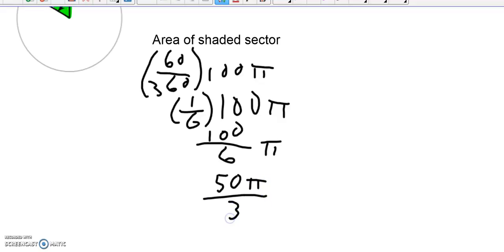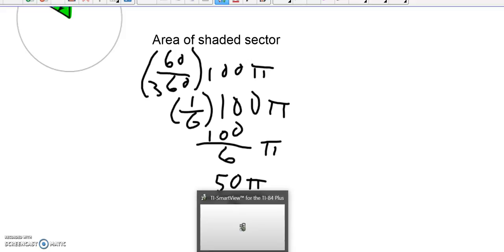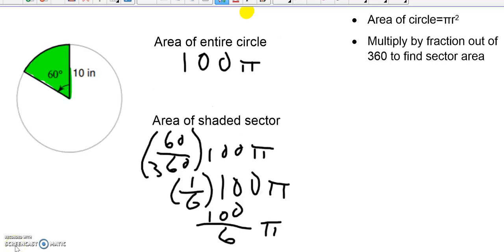And at this point, 50 is not a multiple of 3, so you're not simplifying this any farther. But what you could do is put it into a decimal form. Okay, and if I want to put this into a decimal form, here's how I'm going to do it.